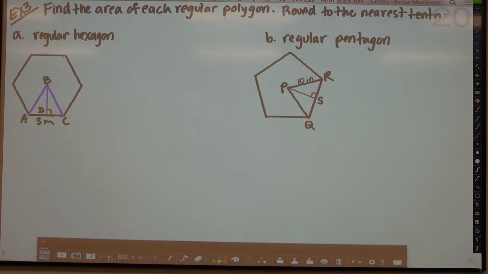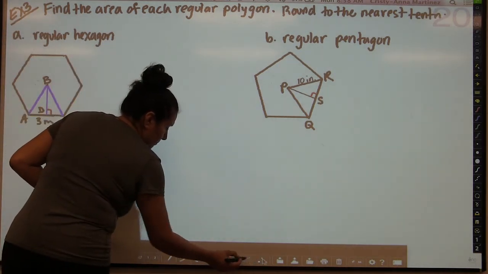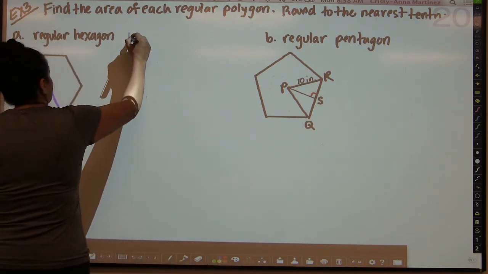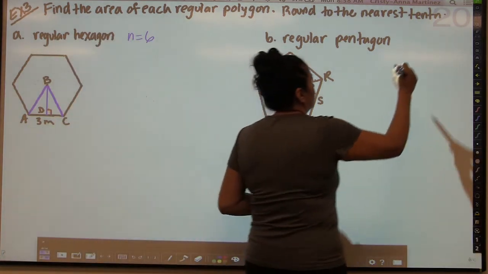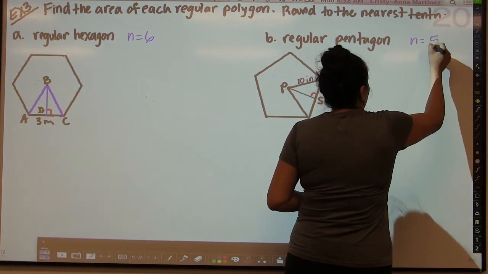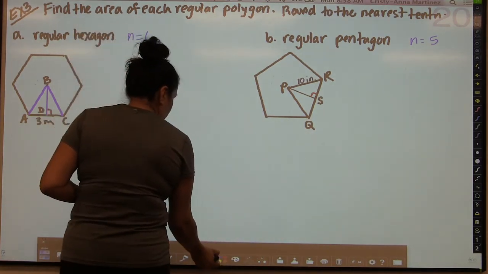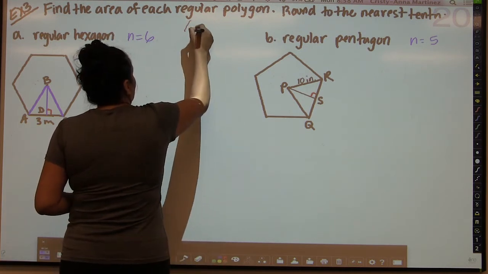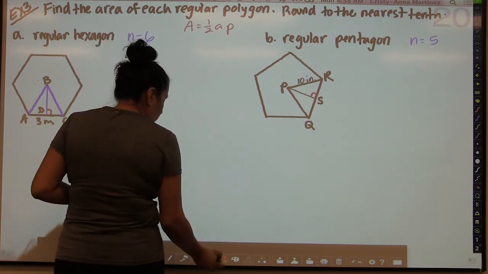It says a regular hexagon. Because it's a regular hexagon, there are some things that I already know. One of which is that n equals 6. Over here we have a pentagon, so we know that n equals 5. I'm also going to put for you over here the formula: A equals 1/2 AP. Just to remind us.